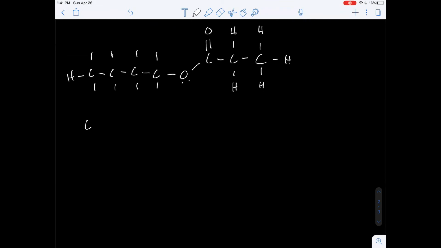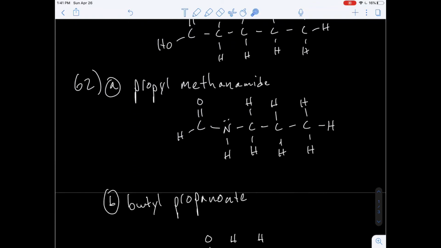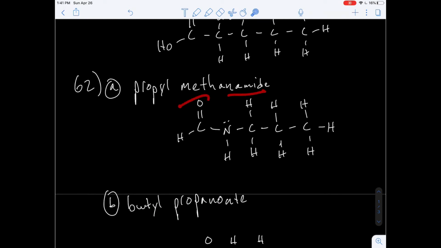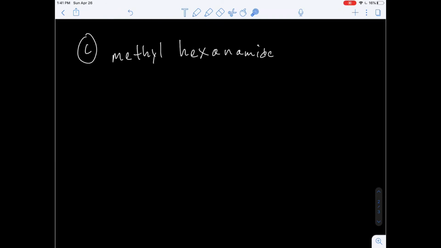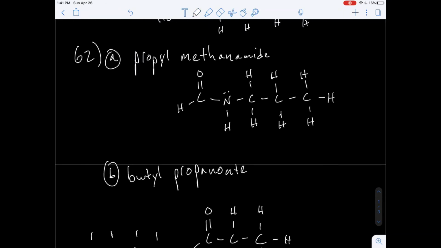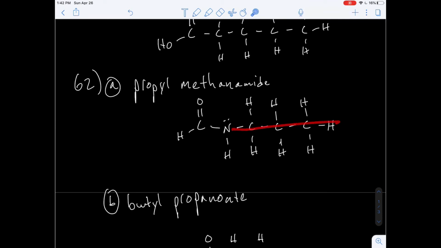Next one, C says methylhexanamide. Okay. Hexanamide. If we look back up here to propyl methanamide, remember this is an amide, so we need this kind of chain, and this was just a methanamide, so there's 1 carbon chain involved, and this is the thing that comes off the N. So we'll think about that in the same way, and I'm going to draw it the opposite direction just to show you. This way I arbitrarily drew the N group on the right hand side. Let's draw it on the left hand side this time.